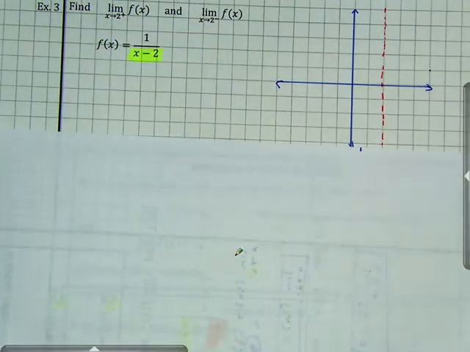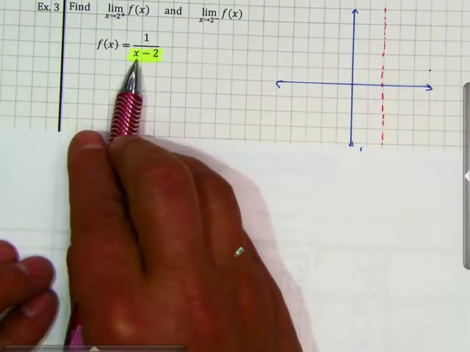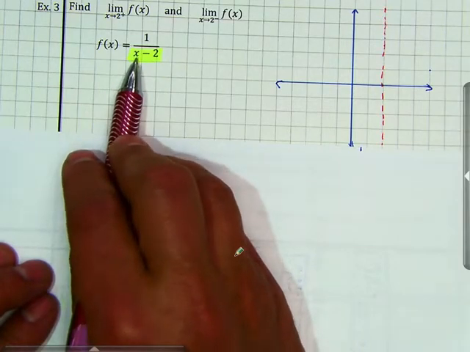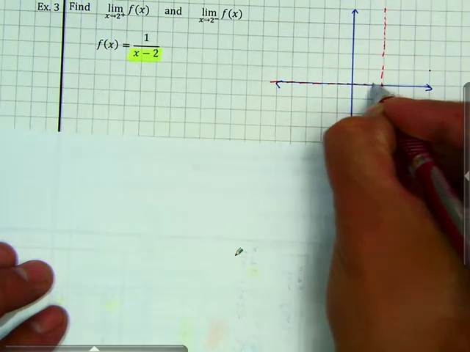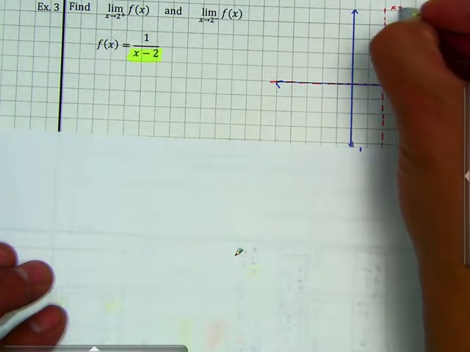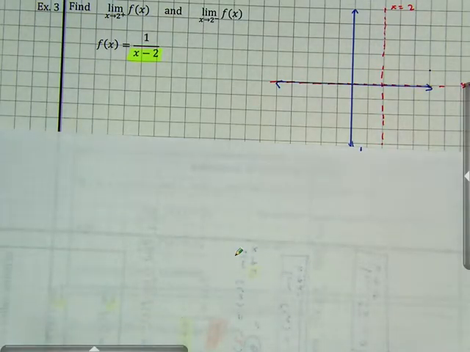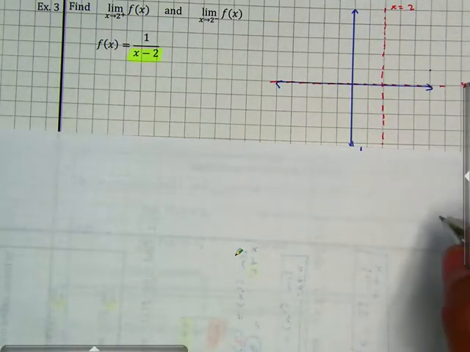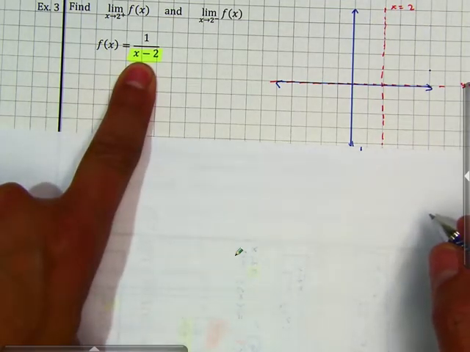Do you guys remember your horizontal asymptote? Whenever the degree of the polynomial is bigger on the denominator, your horizontal asymptote is at 0. Y equal to 0. And where this is x equal to 2. And from here, I can graph it. Most of the time we usually have to plot a point.